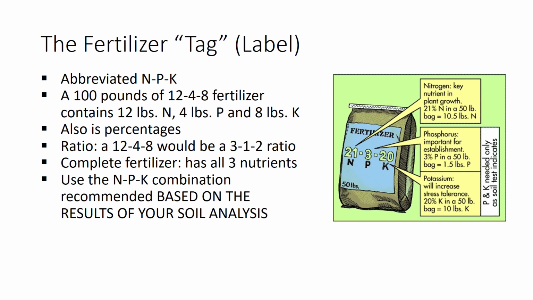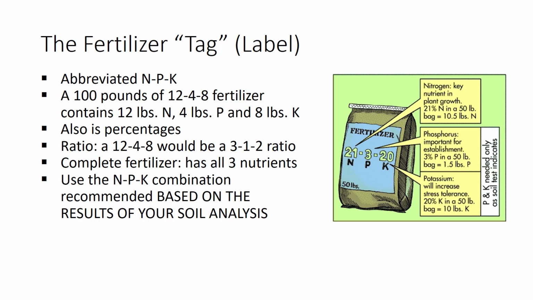If you have 100 pounds of a 12-4-8 fertilizer, you would have in the bag 12 pounds of nitrogen, 4 pounds of phosphorus, and 8 pounds of potassium. These are also percentages. So 12% of the bag is nitrogen, 4% is phosphorus, and 8% is potassium. This is called the fertilizer analysis or grade. On a soil test, you may also be given a ratio such as 3:1:2 or 3:0:1.